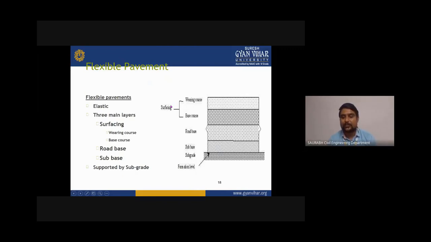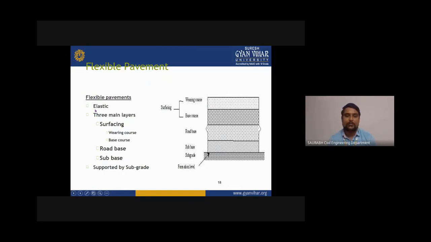First one is formation level. After that, there will be sub base, as you can see in your image. There will be sub base, and after that there will be subgrade, and there will also be road base and surfacing. In surfacing, there will be bearing course and base course.